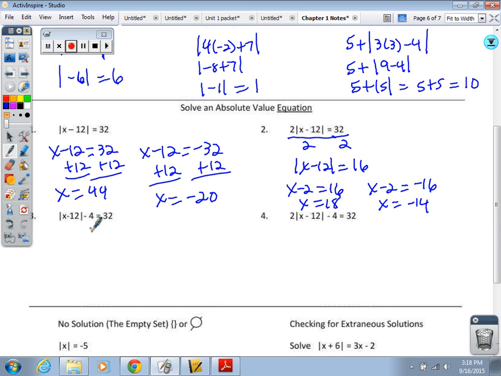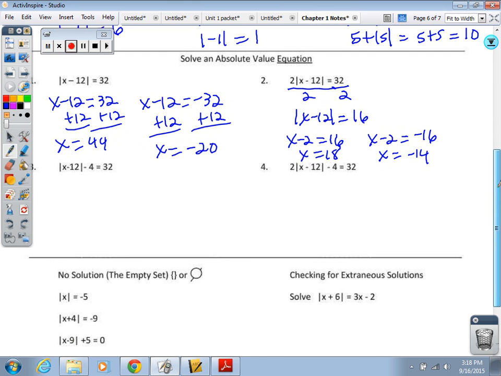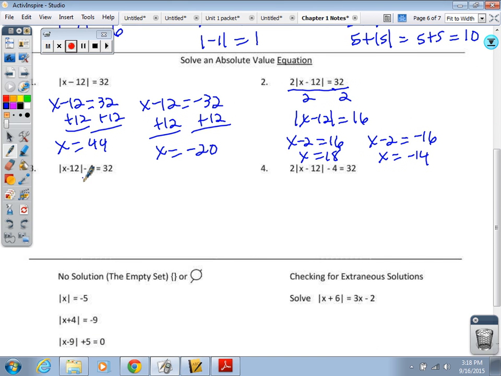Here, you want to add the 4 before you do that. Again, it's the same type of thing, but we're going to add 4 to both sides. So you're going to get the absolute value of x minus 12 equals 36, and then you're going to do x minus 12 equals 36 and x minus 12 equals -36. And then you can finish that.